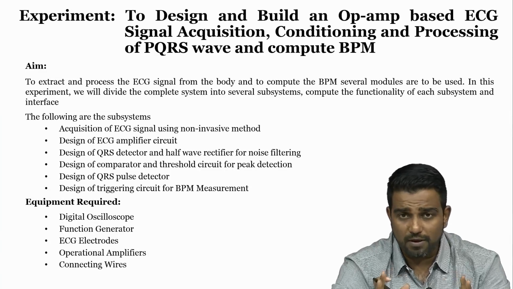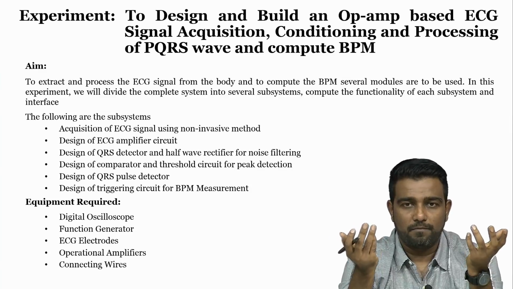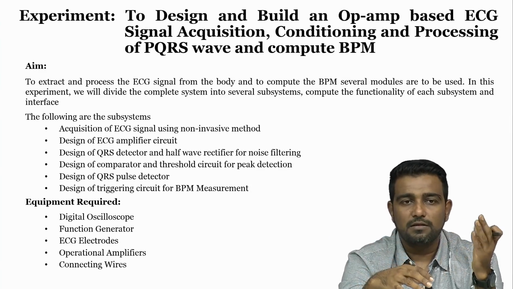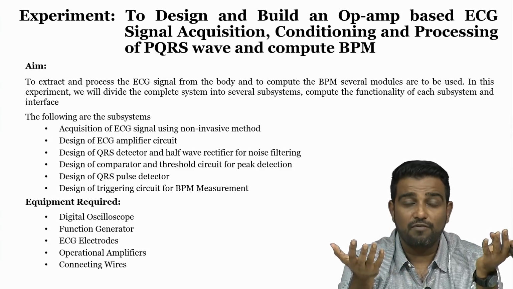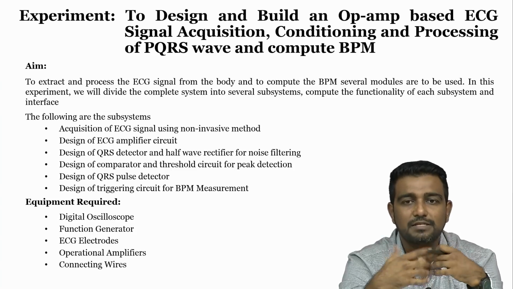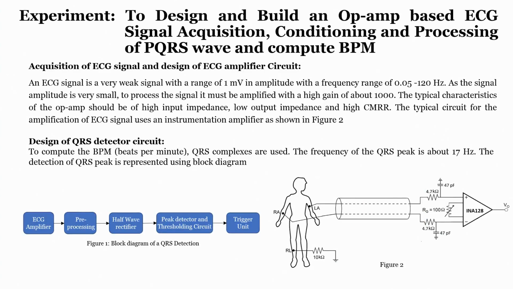So, for performing these experiments, what equipment is required? The list of equipment that we require to perform these experiments is a digital oscilloscope, function generator, ECG electrodes, operational amplifier, and connecting wires, that is it. Using these components, let us try to make the electronic module. So, let us first understand how to acquire the ECG signal and how to design the ECG amplifier circuit.